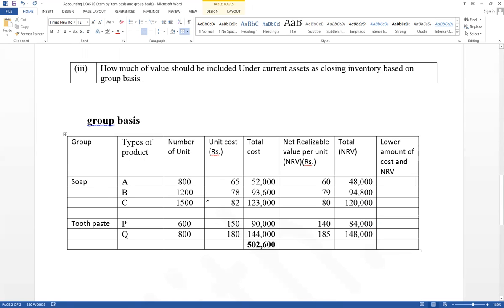Think about total cost value; we have calculated it already. Unit cost and quantity are given. Quantity into unit cost gives total cost, and quantity into NRV gives total NRV. Now you have to calculate each group's total cost value and total NRV. Each group's total cost value. Think about soap's total cost value: 52,000 plus 93,600 plus 123,000. Take the total value. Therefore, soap's cost value equals 268,600. So this is the important thing.